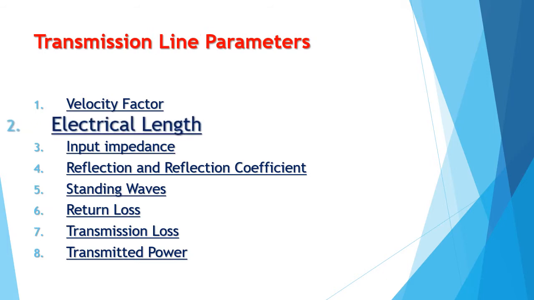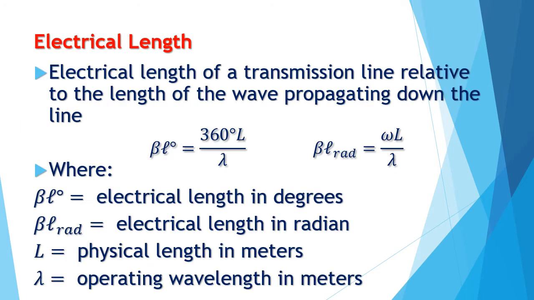Next, let's discuss electrical length. Electrical length is different from physical length. Physical length is the actual length dimension of the cable. It is independent of the wave that is traveling through the transmission cable. Electrical length, on the other hand, is relative to the length of the wave propagating down the line.